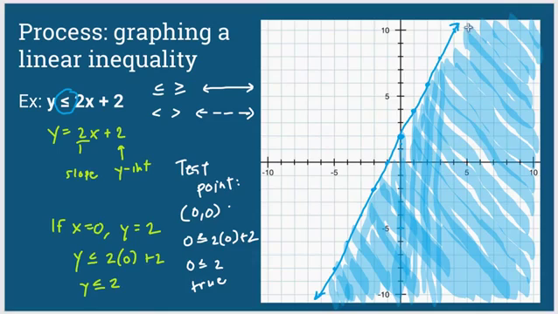And so at the end of this, when I've graphed in my line and when I've shaded one side of the graph, everything that I've marked here is a solution to the inequality. And then I'm done.